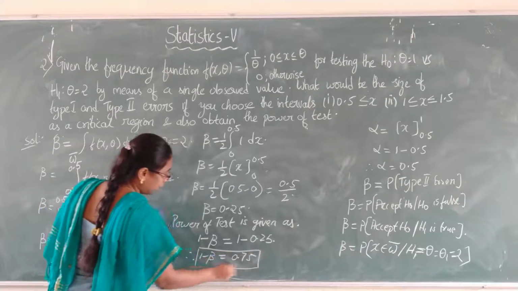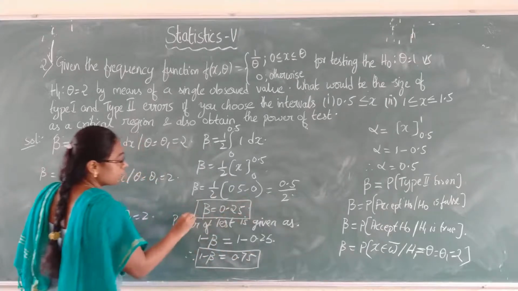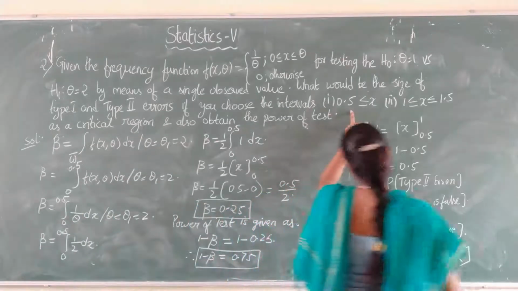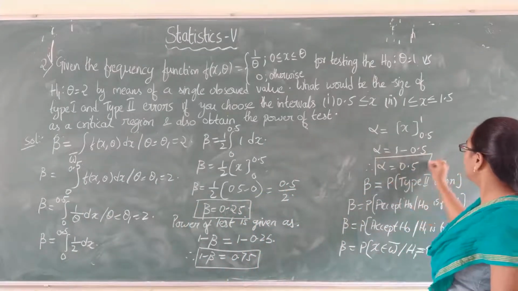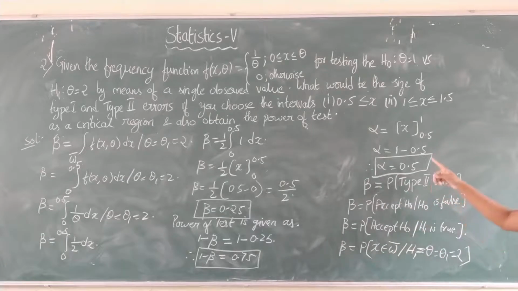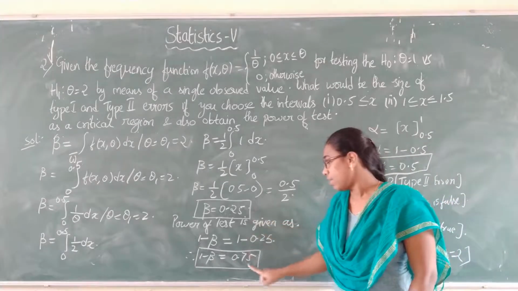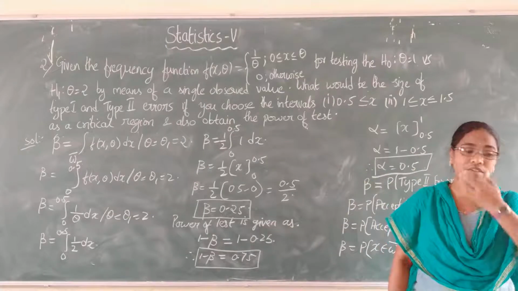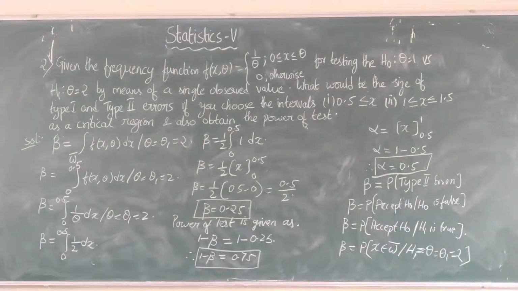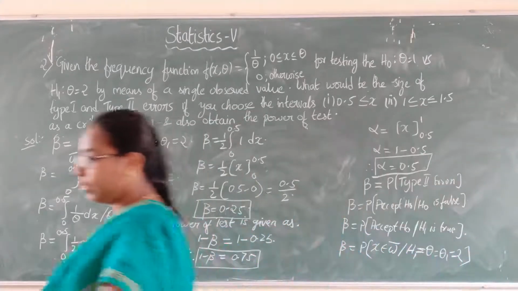So for the first bit, critical region x greater than or equal to 0.5, we got the type 1 error probability as 0.5, type 2 error probability as 0.25, and the power of the test as 0.75. So copy this one. We'll continue with the second bit.